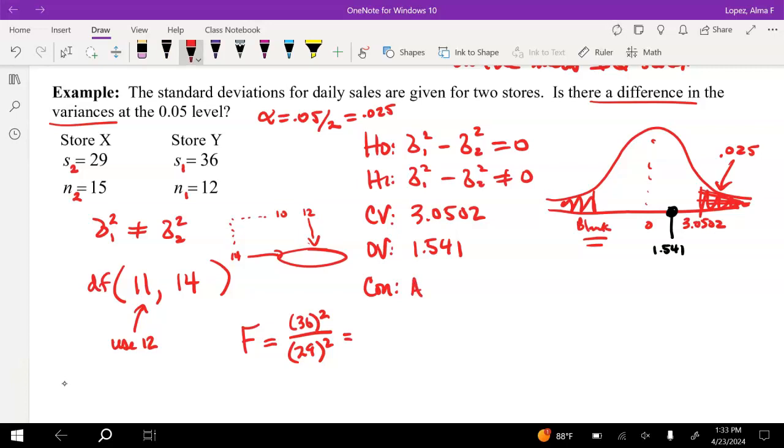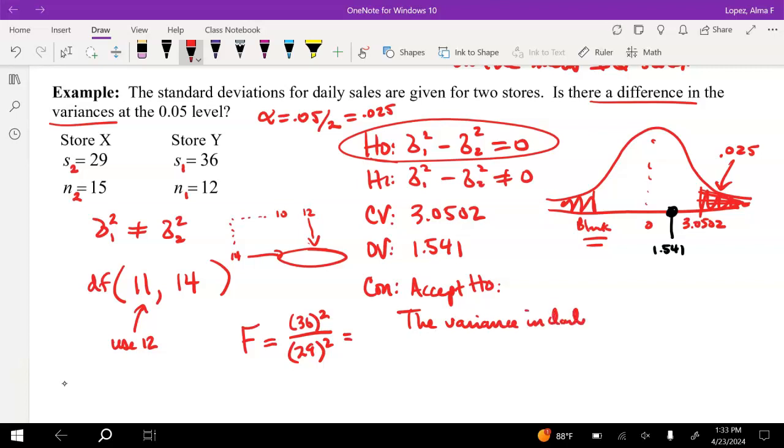That falls in the open area, so I'm going to accept the hypothesis. I'm going to accept this. So I'm going to be able to say that the variance in daily sales for the two stores is the same. The variance in daily sales for the two stores is the same. And that's it.